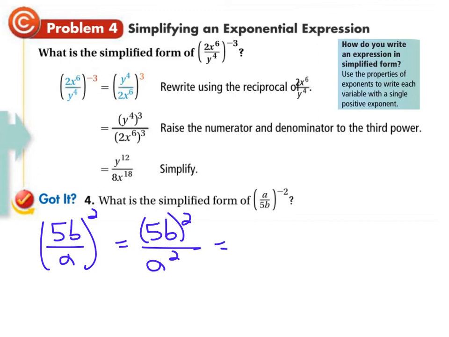When we resolve this, we have to raise 5 to the second power, which is 25, and b to the second power. On the bottom, we've got a to the second power. And that, my friends, is the answer to this got it problem.